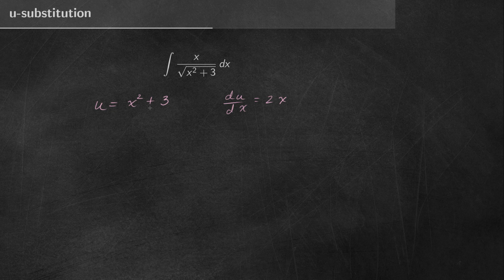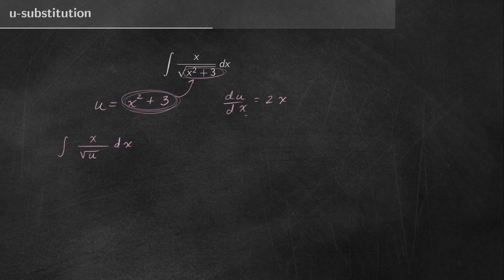So now I want to try and start making substitutions. I know that u equals x squared plus 3, so I can rewrite this as the integral of x over the square root of u dx. So I'm not done with my substitution yet. I still have to get rid of the x in the numerator and the dx.